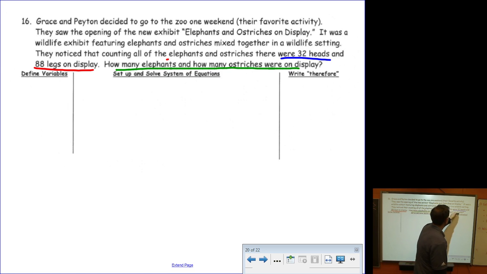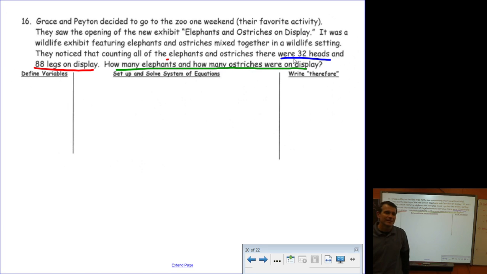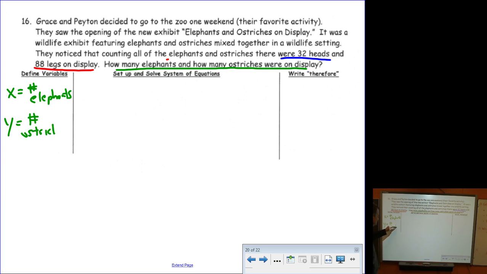How many elephants and ostriches were on display? All right, so again, my question is how many of each? So that's going to be my variables. I'll have x be the number of elephants, and I'll have y be the number of ostriches.